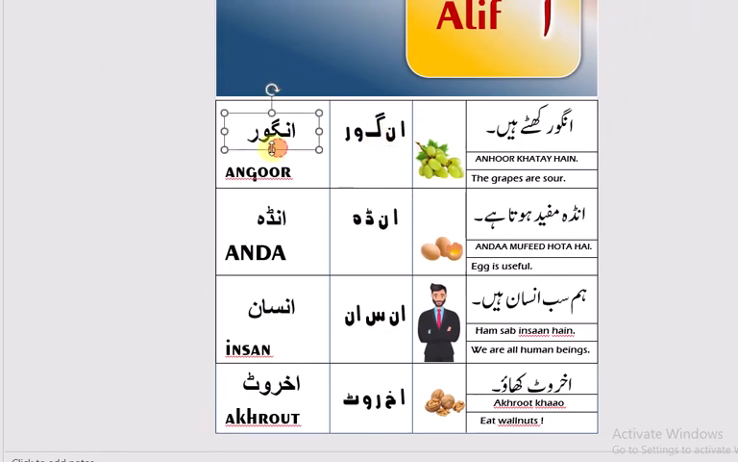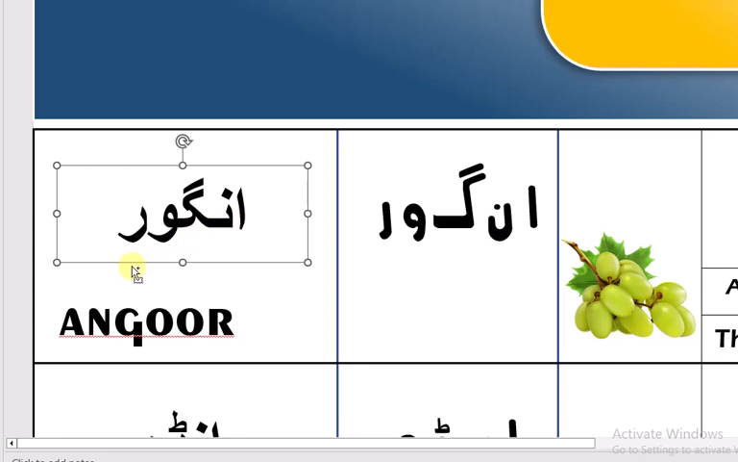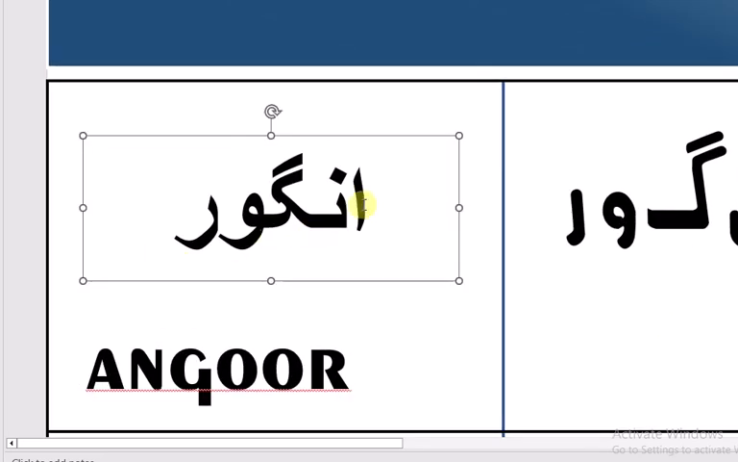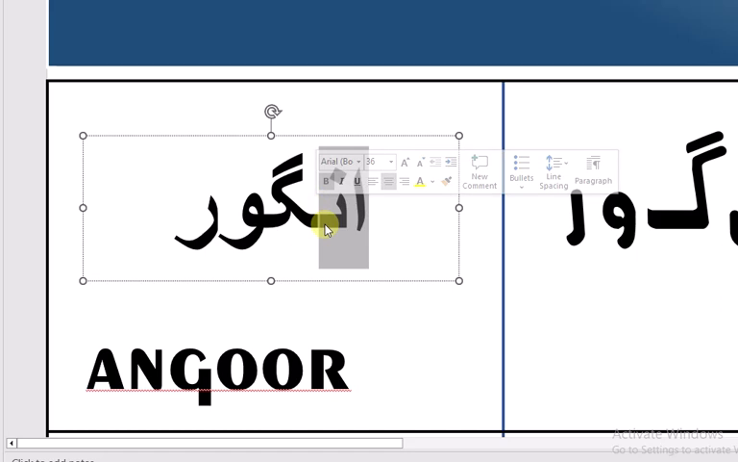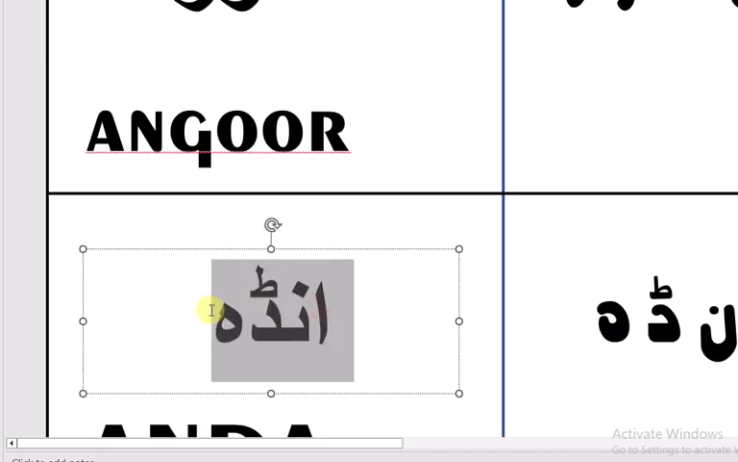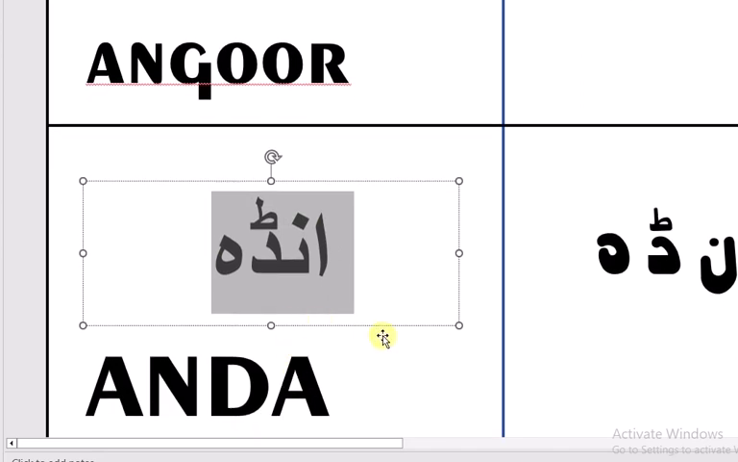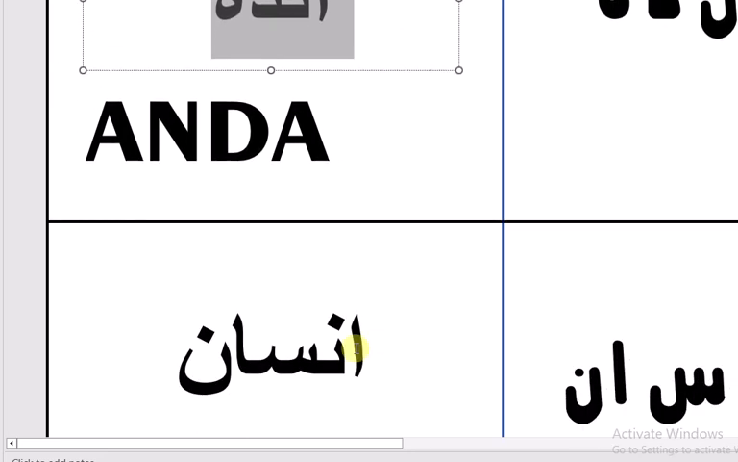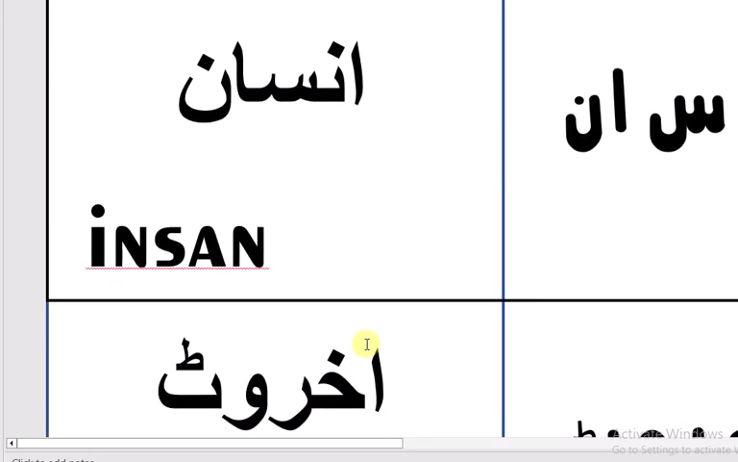Now, read this word. Angur. And how is it spelled? Alif, noon, gaf, waw, fa, angur. Okay, and alif, noon, dal, hey, anda. What is that? Insan.